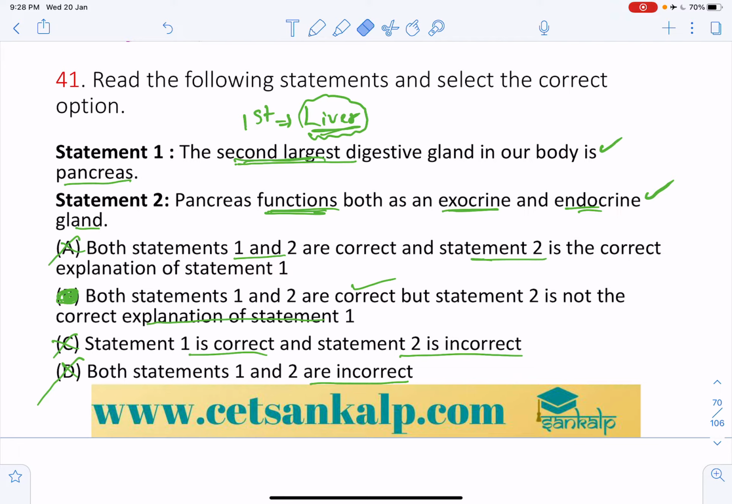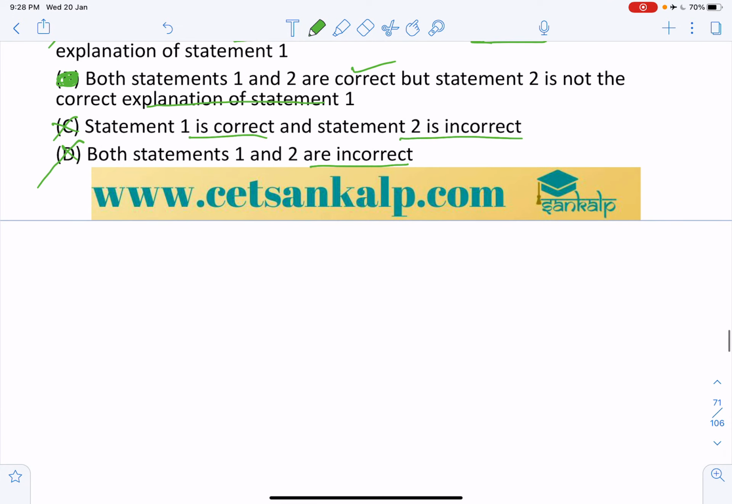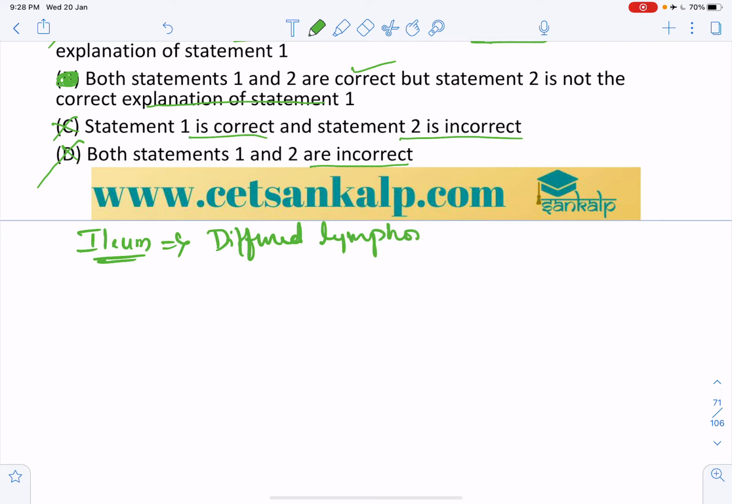And one more, additional to this: in the ileum of the small intestine, we can see diffused lymphoid tissue, which is called Peyer's patches.